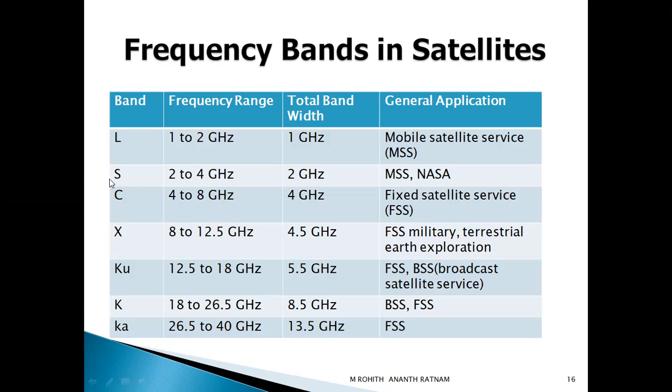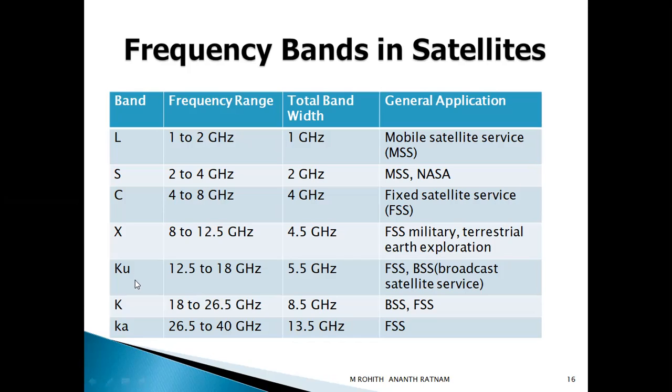Next, the S band is 2 gigahertz to 4 gigahertz, with 2 gigahertz bandwidth, which will be used for mobile satellite service and NASA also. Next, C band is 4 gigahertz to 8 gigahertz. The bandwidth will be 4 gigahertz, used for fixed satellite services. And X band is from 8 gigahertz to 12.5 gigahertz, about 4.5 gigahertz, used for fixed satellite services for military and terrestrial earth exploration.